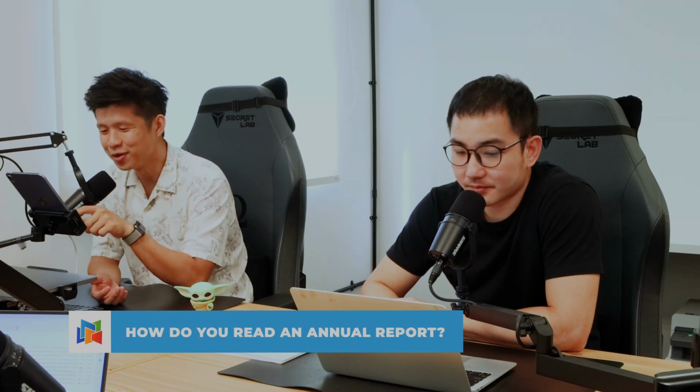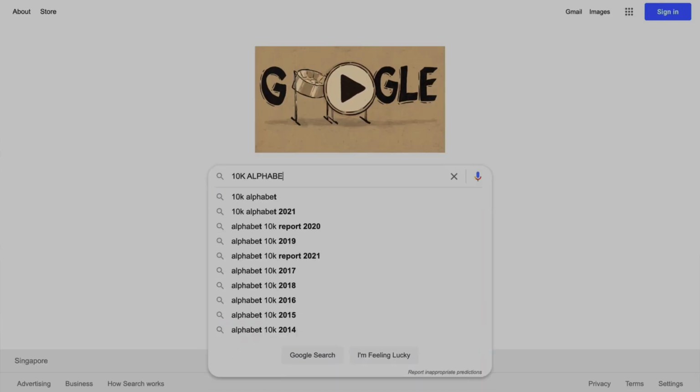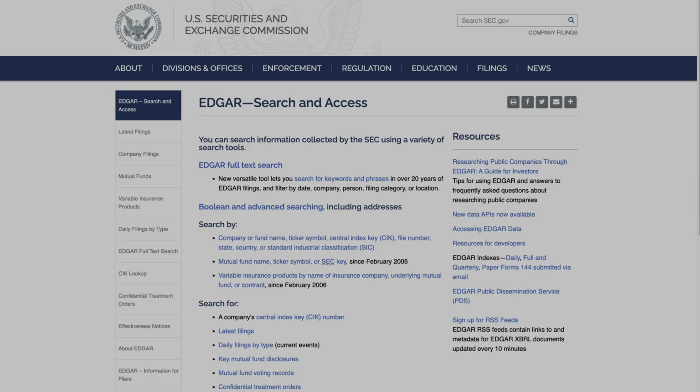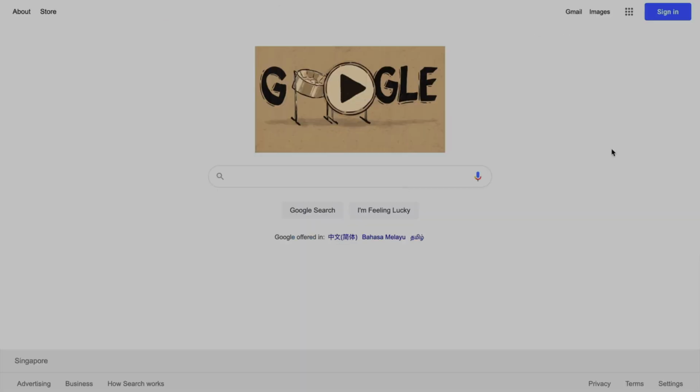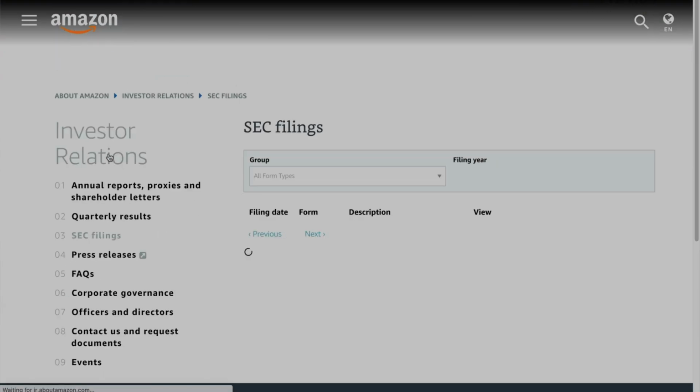Okay. So I think Google is going to be your good friend. Just Google 10K and the company name, or you can just go to EDGAR. It's the Electronic Data Gathering, Analysis, and Retrieval system for a lot of US listed companies. If not, you just type the company's name, investor relations. Oh yes. Then you just go to the website under the SEC filing 10K.